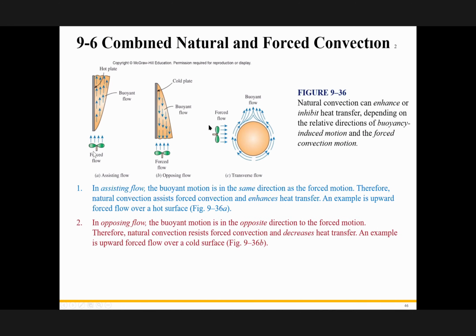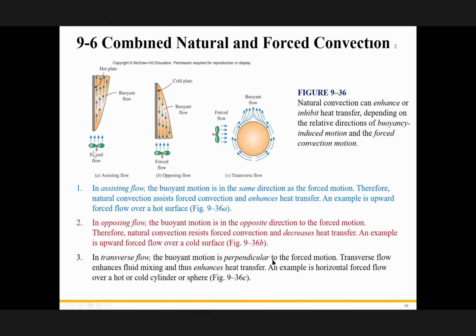In the case of opposing flow, the buoyancy force is against the forced convection. The buoyancy force comes down because the fluid cools down, becomes heavier, and comes down, but the fan is pushing it up. Okay, that's the case. In the third case, they are perpendicular to each other. Now we don't have any example in the class or in the text for you, but for this case, we have a simplified equation that we can use to calculate the combined effect of forced and free convection, natural convection.